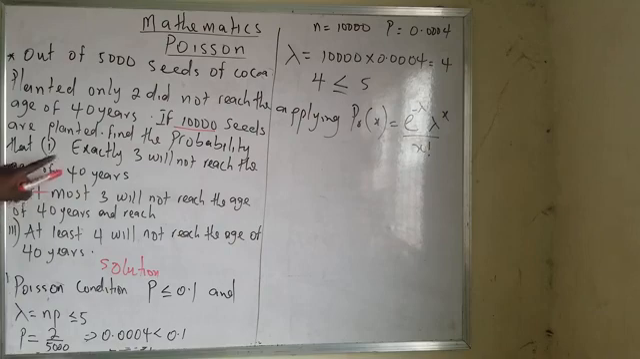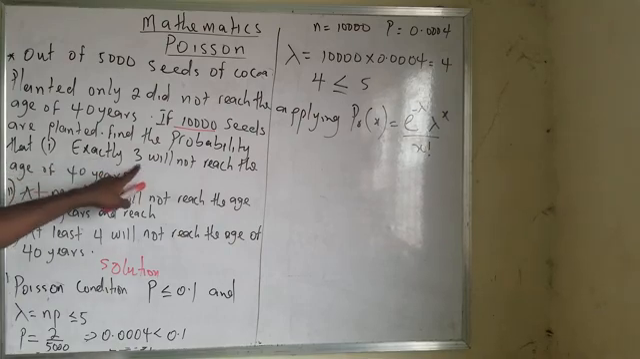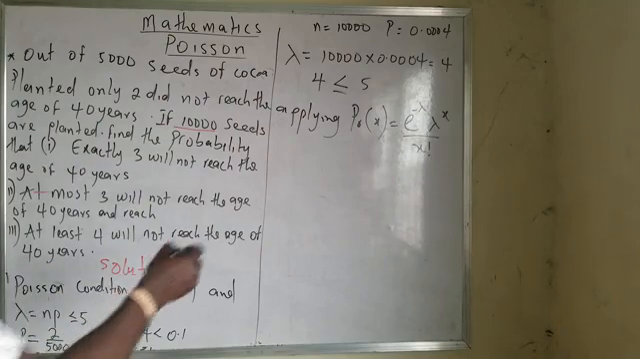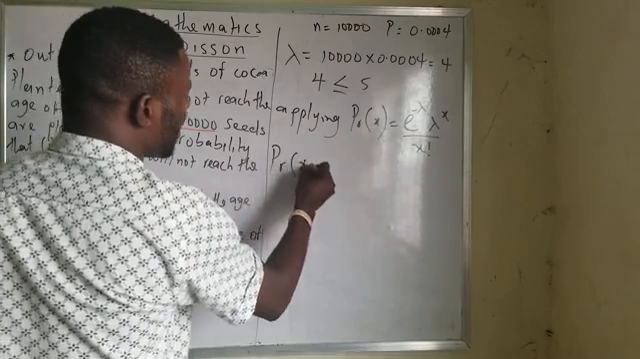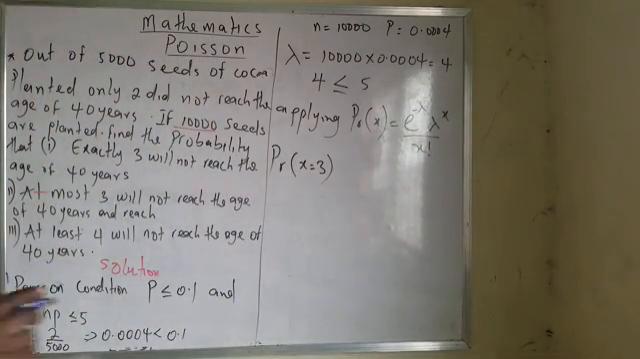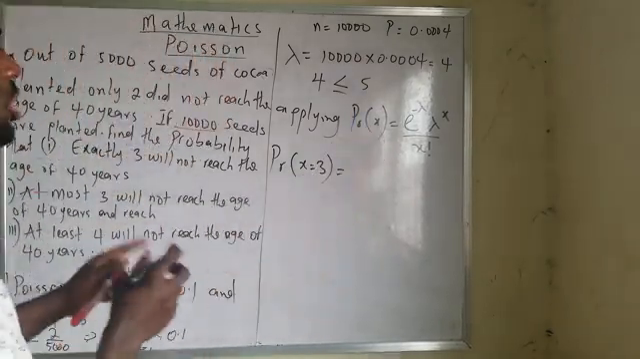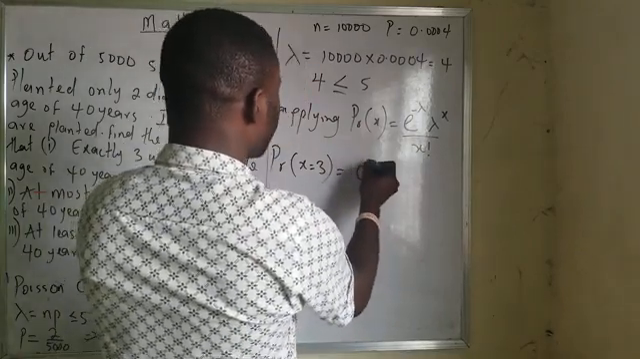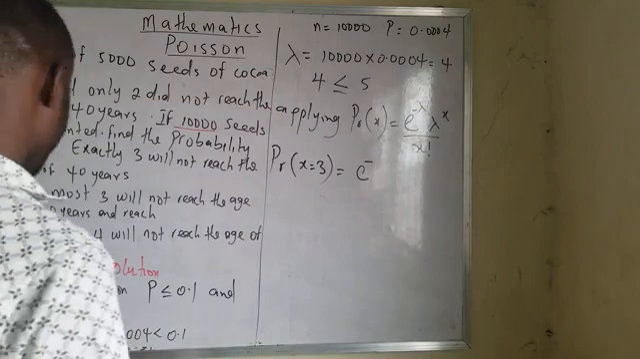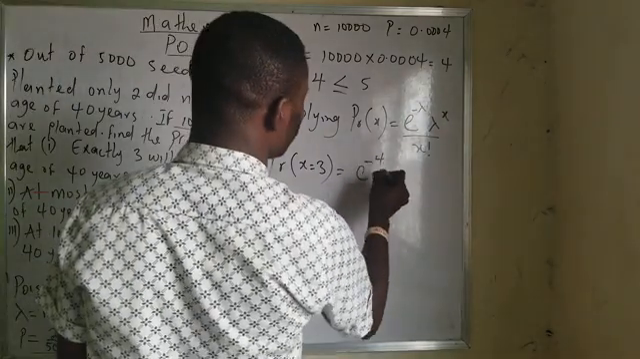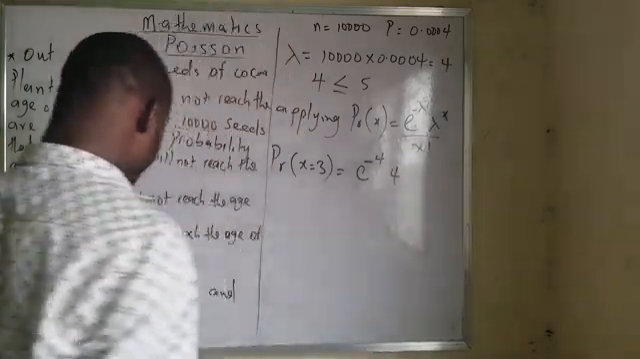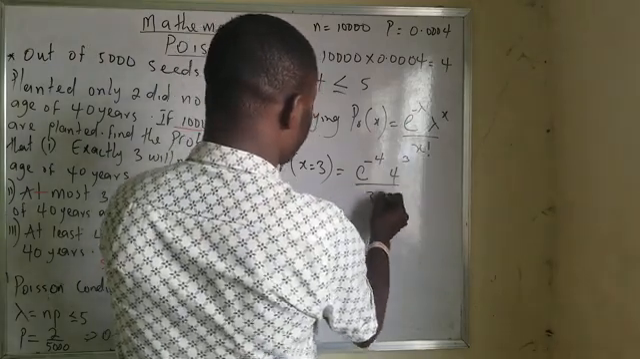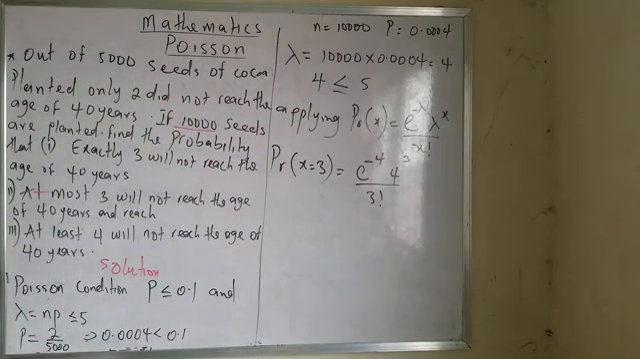The first question is, exactly 3 will not reach the age of 40. What I am trying to say there is that my S equals 3. It means I will have e raised to power minus lambda. My lambda is 4, so 4 raised to power my x, which is 3, divided by 3 factorial. That is the interpretation.